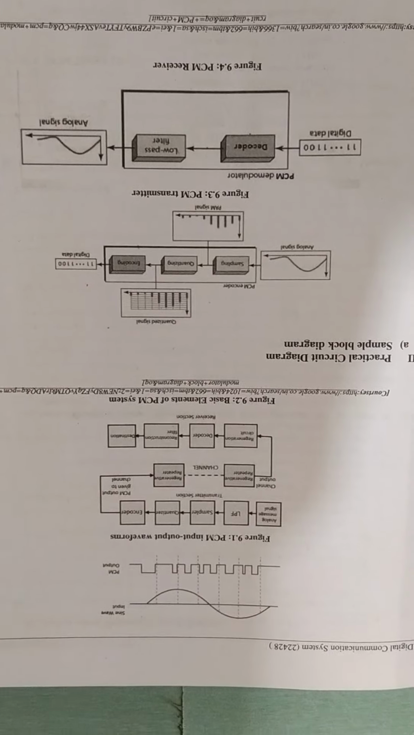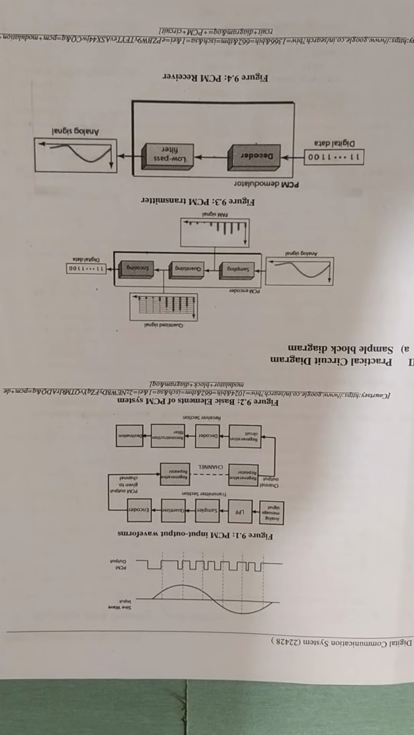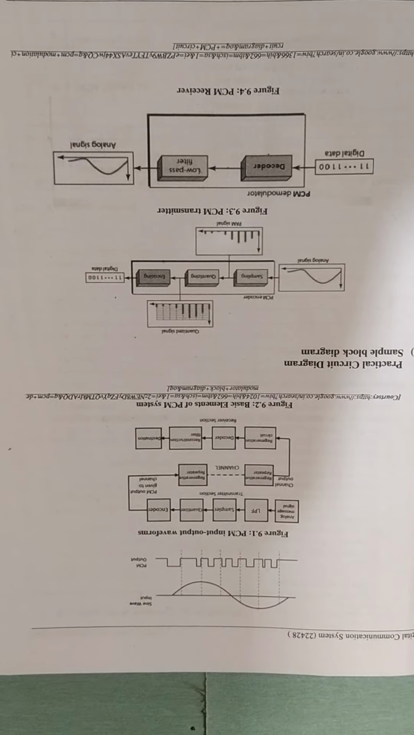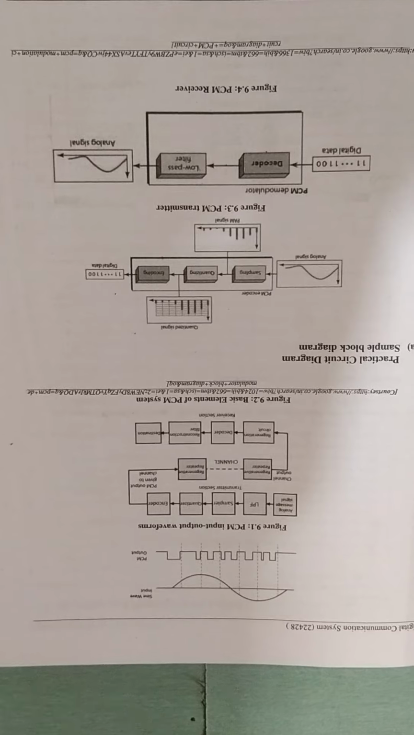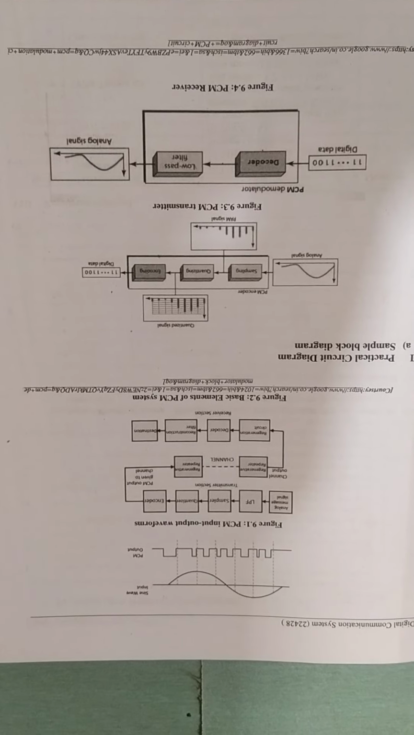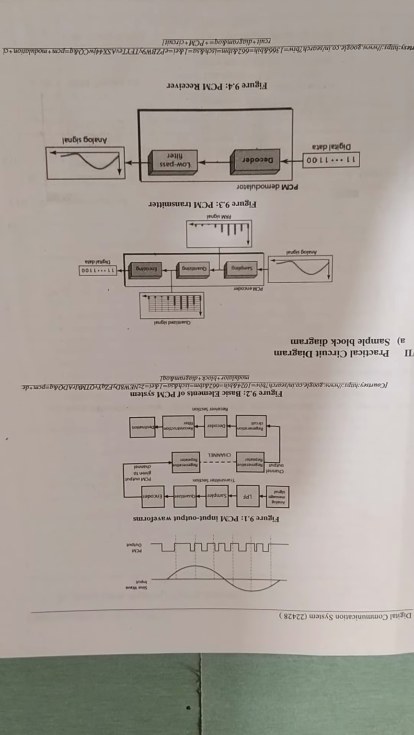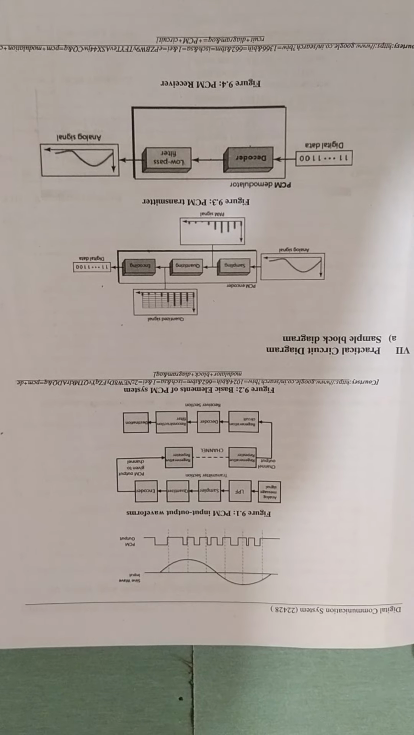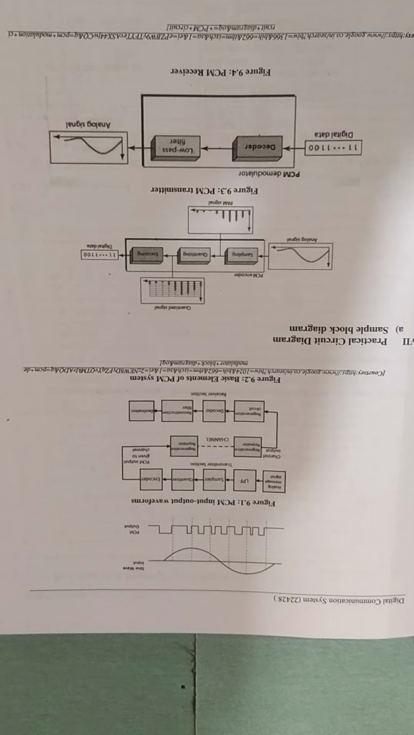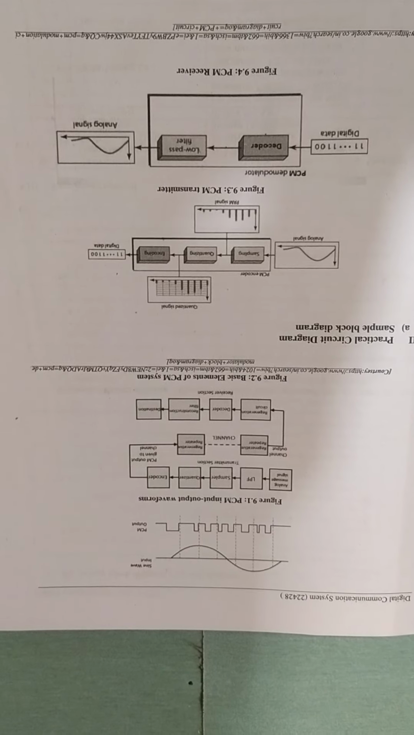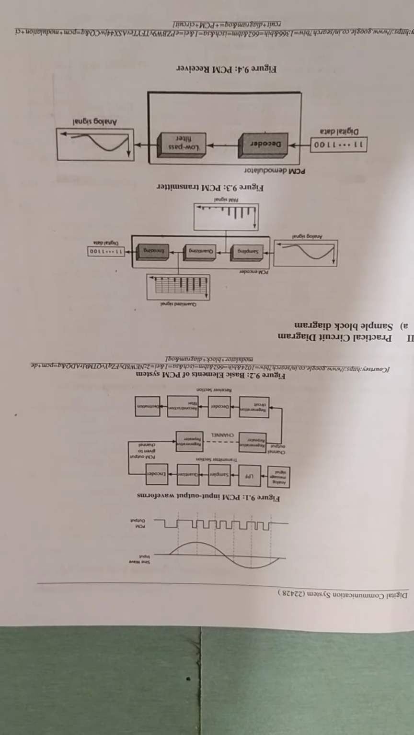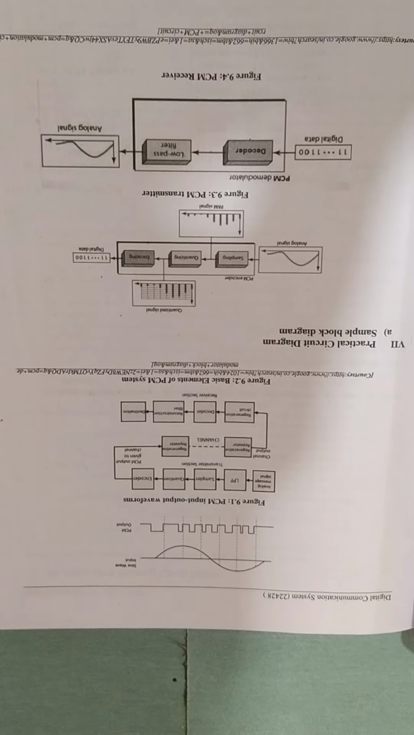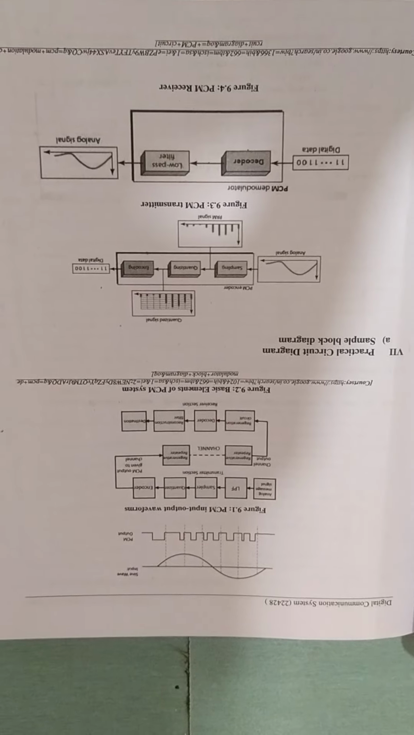Now, on the second page, here you will see the PCM input and output waveforms. The first one is a sine waveform, the continuous time signal provided at the input terminal of the PCM. The next waveform is the PCM output, that is the binary or digital signal which is available at the output of the PCM modulator.